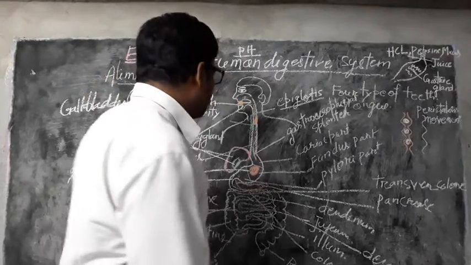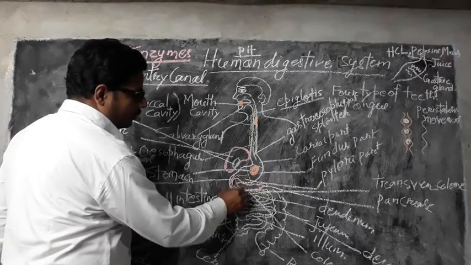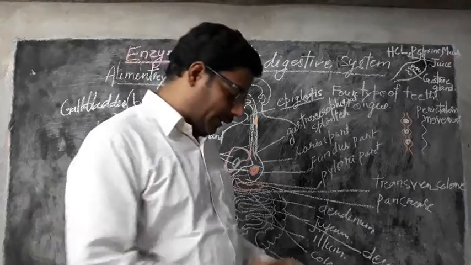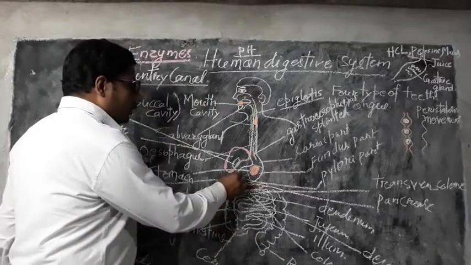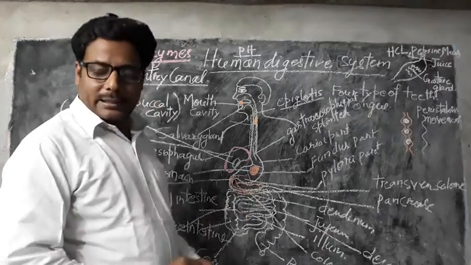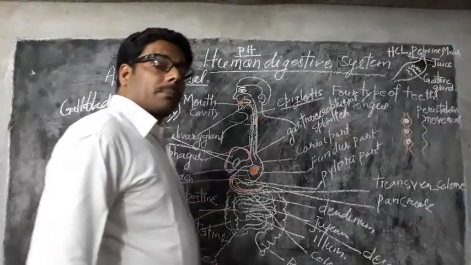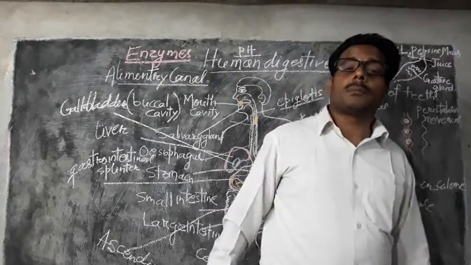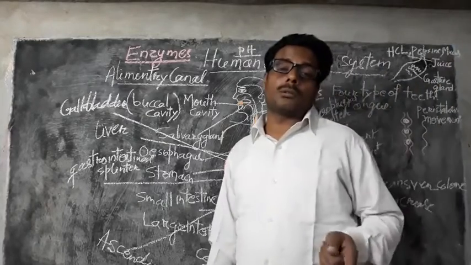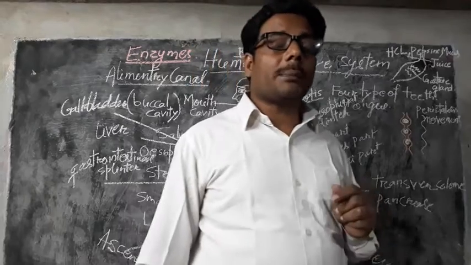Thereafter our food passes into a small tube-like structure. This tube-like structure is called the small intestine. Our food passes into the small intestine. The small intestine has three regions. Number one, duodenum. Number two, jejunum, and ileum.